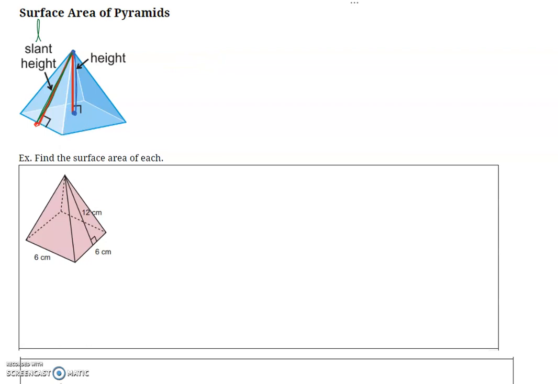If I want to find the surface area of a pyramid, I'm going to take the base area, which is down here. Now, how many bases are on a pyramid? Just one. So that's what's different from prisms, where you normally multiply it by 2. It's just the base area plus the lateral faces, which in this case would be all of the triangles.